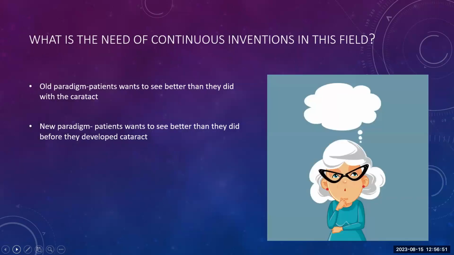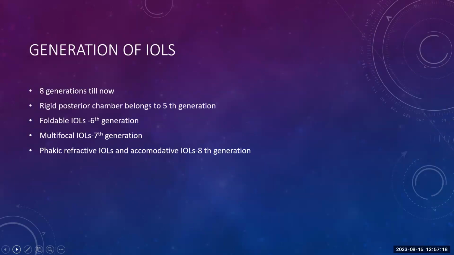What is the need for continuous innovation in this field? In the old paradigm, patients wanted to see better than they did with the cataract. The new one is that patients want to see better than they did before they developed cataract. So that was a joke. Actually, the patient expects freedom from spectacles after cataract surgery. That is why the hunt for the ideal IOL is still going on. There are 8 generations of IOL till now: rigid posterior chamber belongs to the 5th generation, foldable IOL to the 6th, multifocal IOL to the 7th, and phakic refractive IOL and accommodative IOL to the 8th generation.